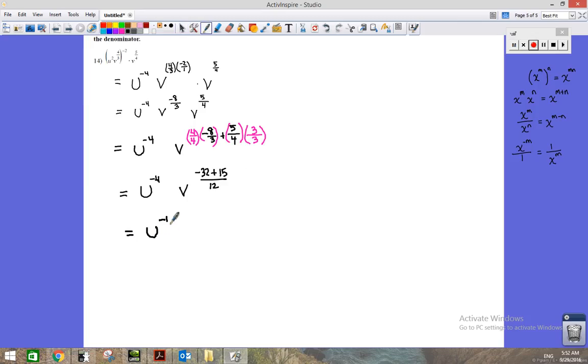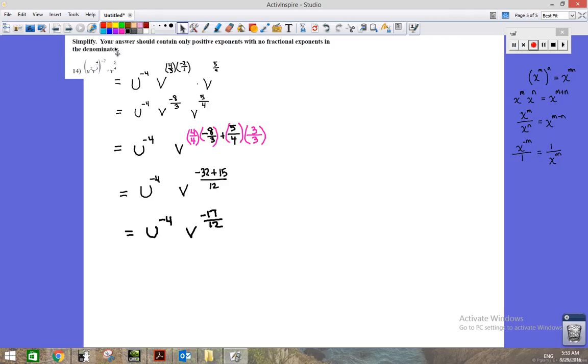U to the negative fourth. The negative 32 plus 15 is a negative 17. Now, I need to slow down a little bit and look at the directions, because I can't say that this is my final answer yet, because it says your answer should contain only positive exponents. So right now, both of my exponents are negative. I can make those exponents positive if I change the location of the base within a fraction.